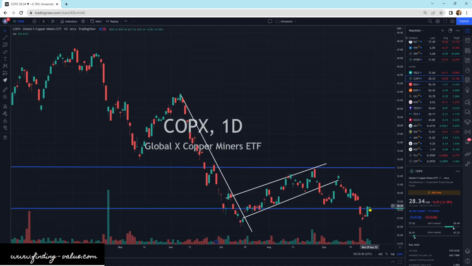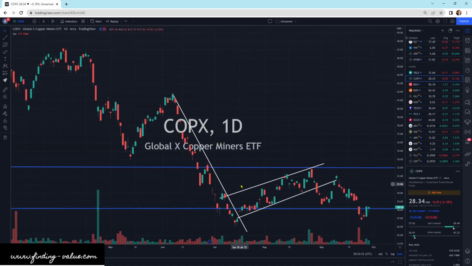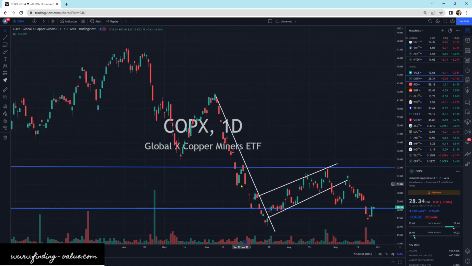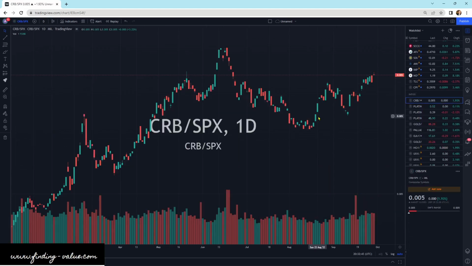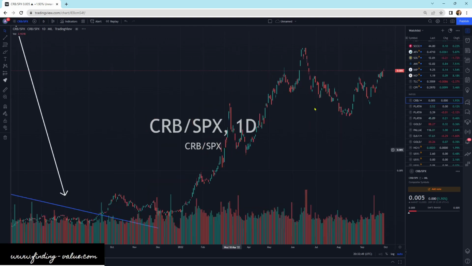COPX just moving sideways, the bloody nose. I think that could potentially go higher in the short term. And it was relatively strong in relationship to the overall markets. CRB to S&P 500 heading higher today, looking a little bit better than yesterday. Again, this is just in an uptrend, looks good.